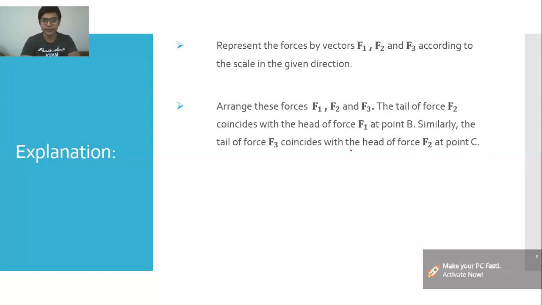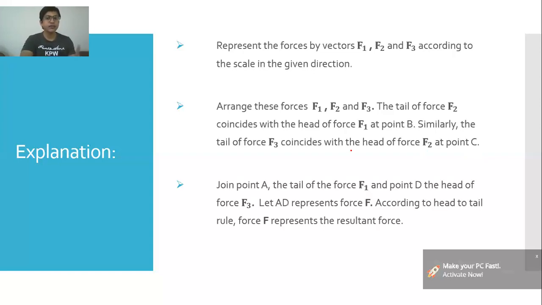Again, it was head to tail rule. Okay, then join point A, the tail of the force F1, and the point D, the head of the force F3. For what? To represent the resultant force. Okay. So let AD represent the force F. According to head to tail rule, force F represents the resultant force. So what I have shown previously, I have shown step by step in this slide. Okay, it is very simple. Hope you have understood.